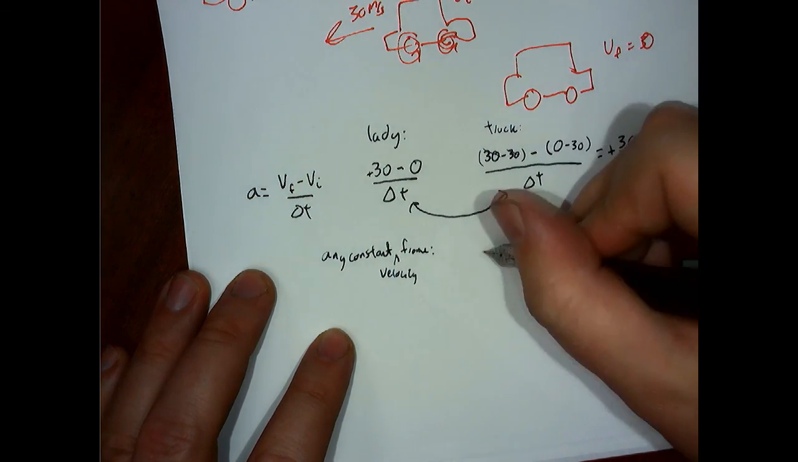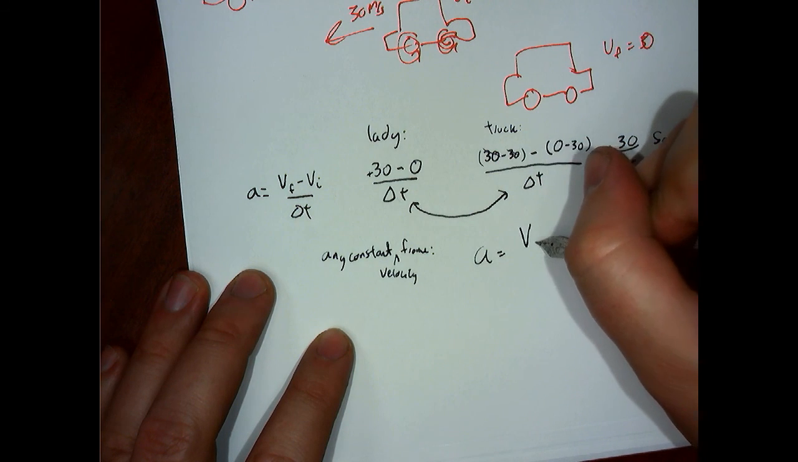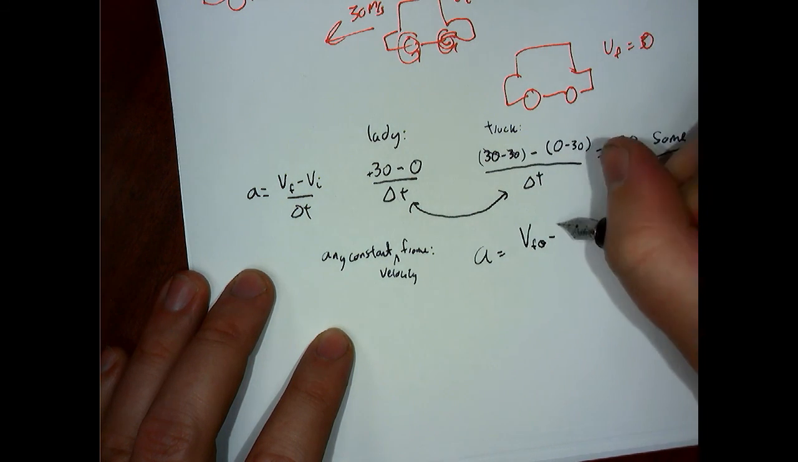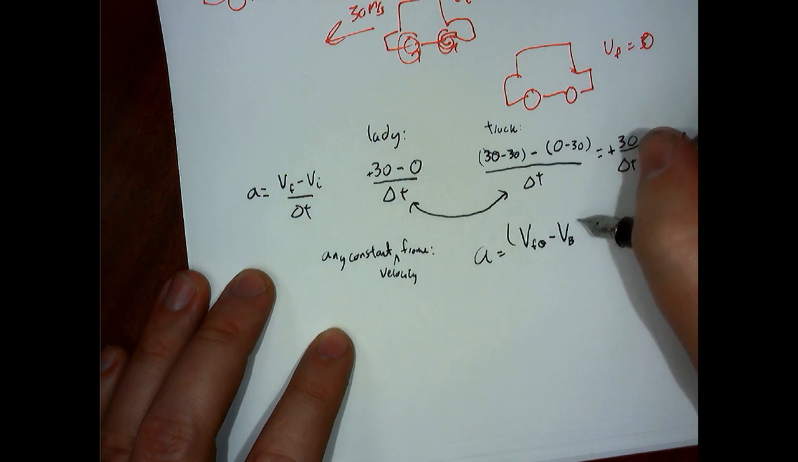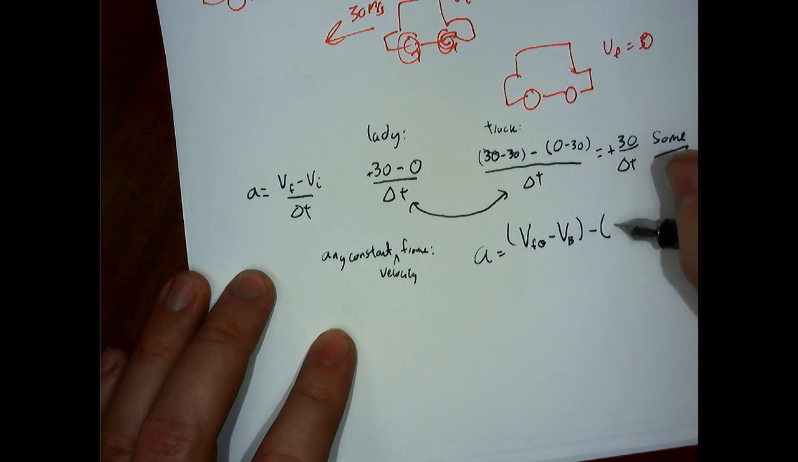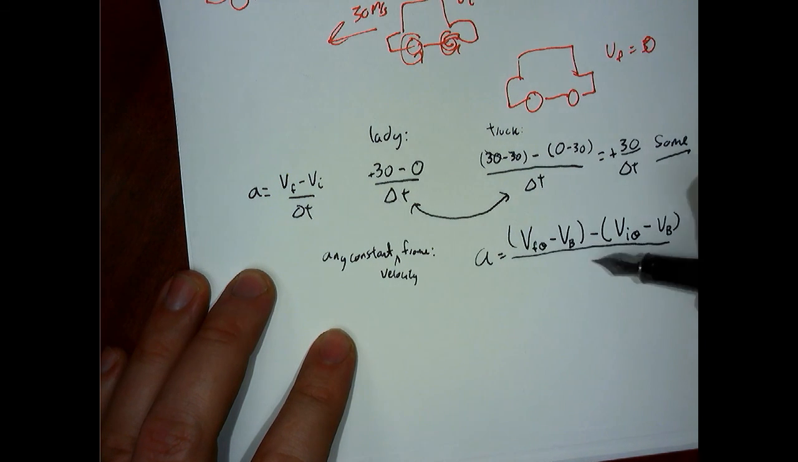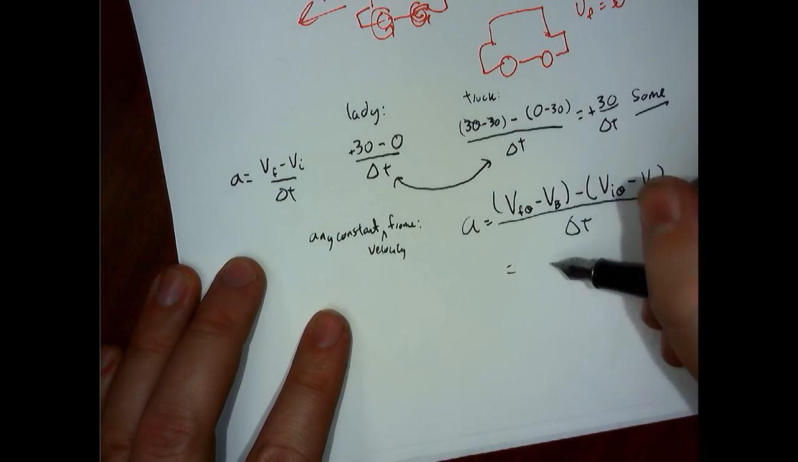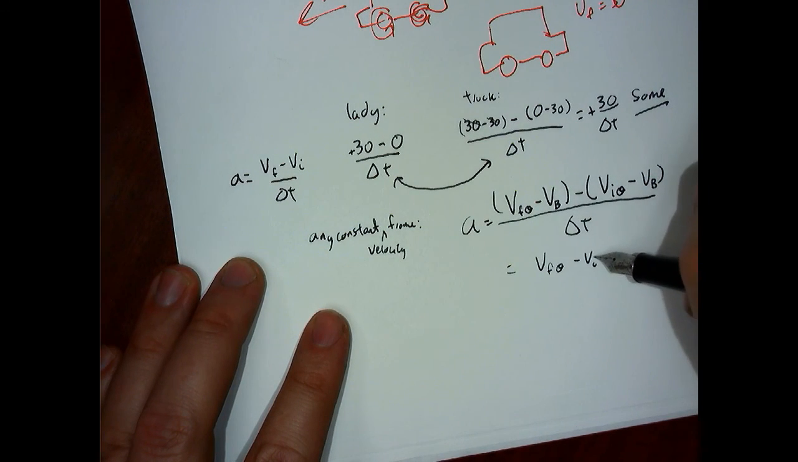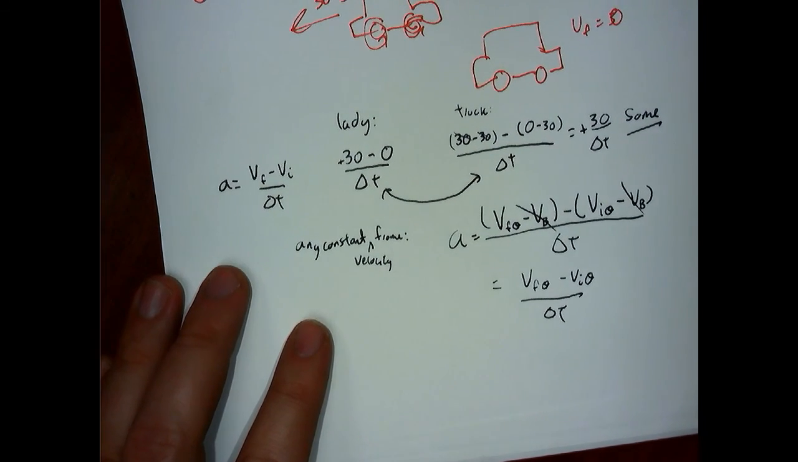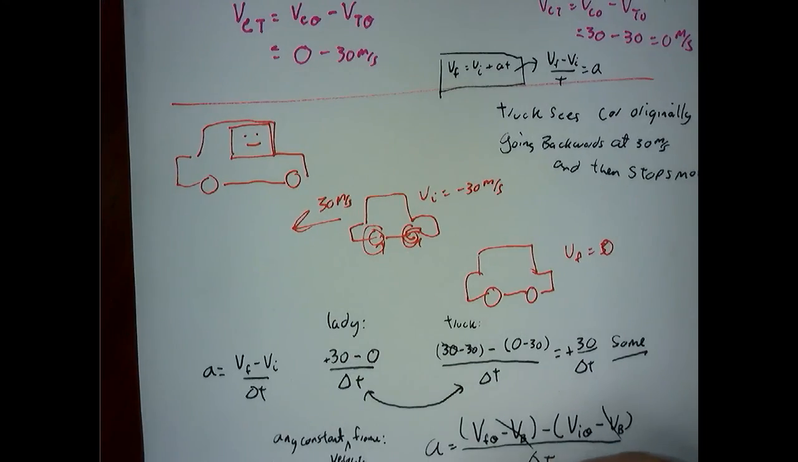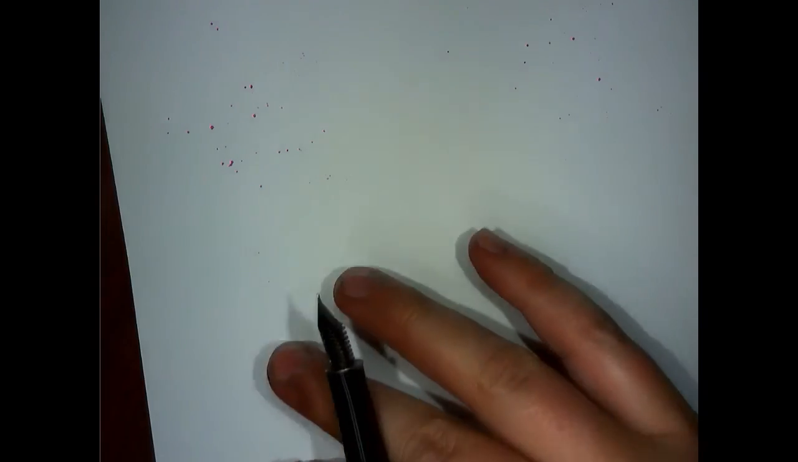Want to see? A is equal to V final, according to the lady, minus the frame's velocity, we'll call it B, minus V initial, according to the lady, minus VB. Anyway, moral of the story is VF0 minus VI0 over delta T. These two cancel out. So algebraically speaking, they're all going to have the same acceleration. All right, whatever. Question's no good.